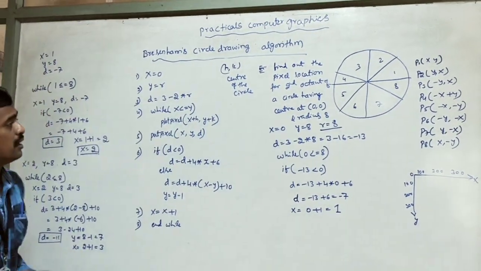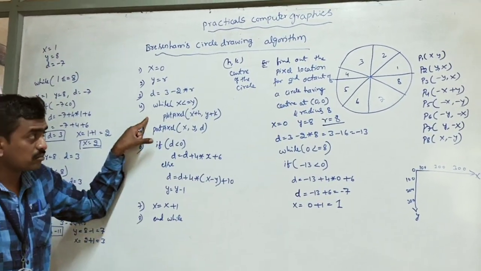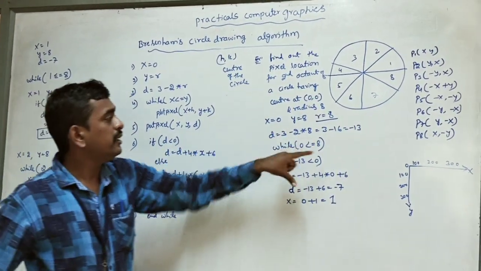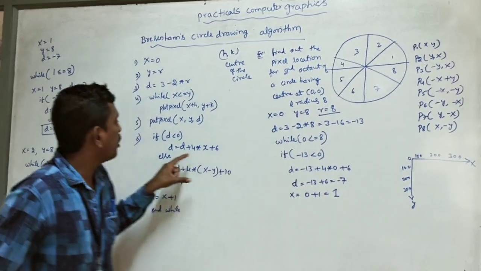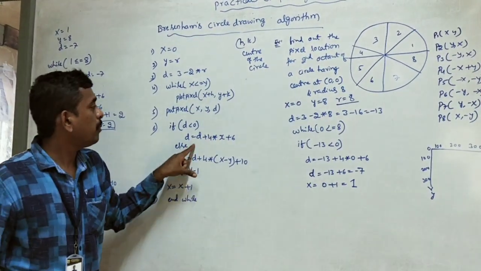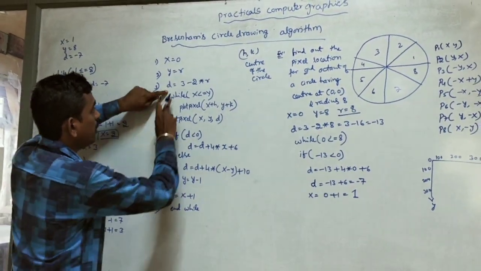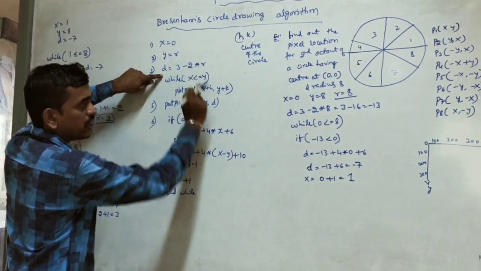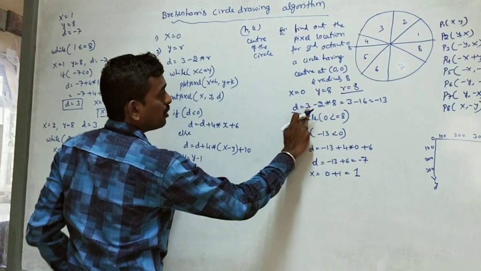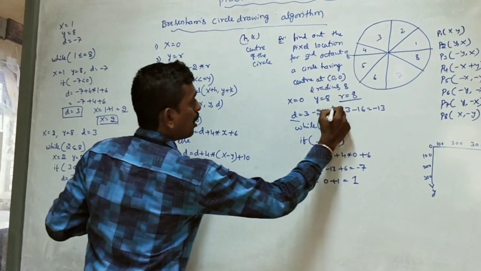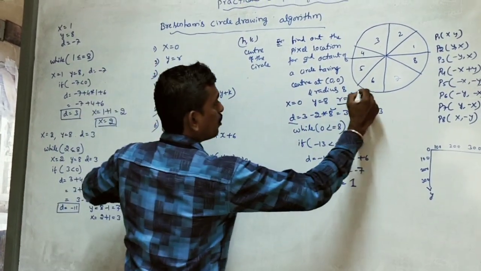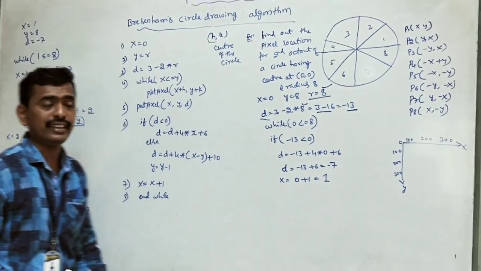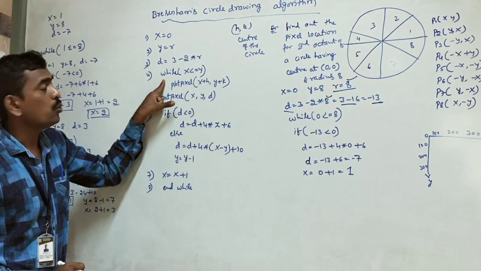Apply the algorithm formula. For step number 3, d equals 3 minus 2 asterisk r. Therefore d equals 3 minus 2 asterisk 8, which is 3 minus 16, giving the value minus 13. Minus 13, then the while loop.